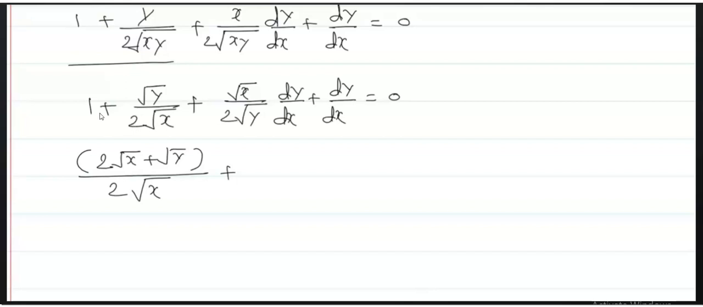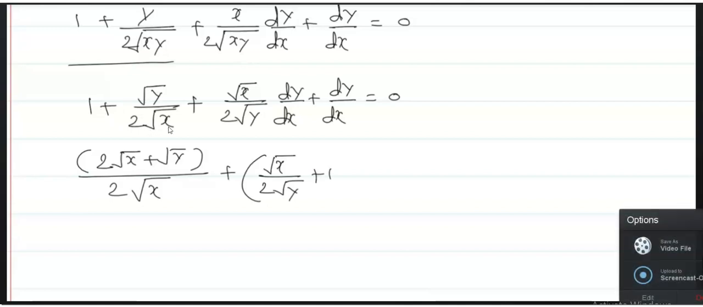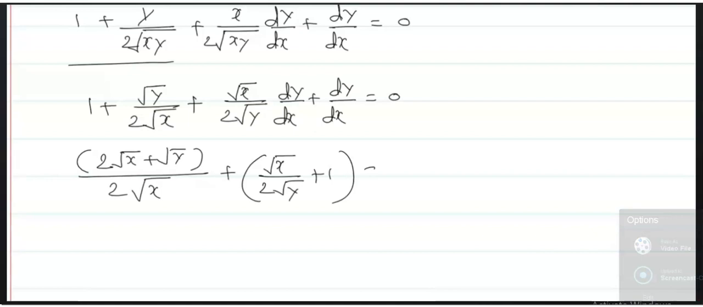That is 1 plus root of y. Normal simplification is here. That is 1 plus root of y upon 2 root x multiplied with this one. Then you will get 2 root x plus root y upon 2 root x, plus simplification of this: take dy by dx as common, then root x upon 2 root of y plus 1, and then root x plus 2 root of y upon 2 root of y, bracket complete, into dy by dx is equal to 0, and we can solve that example.